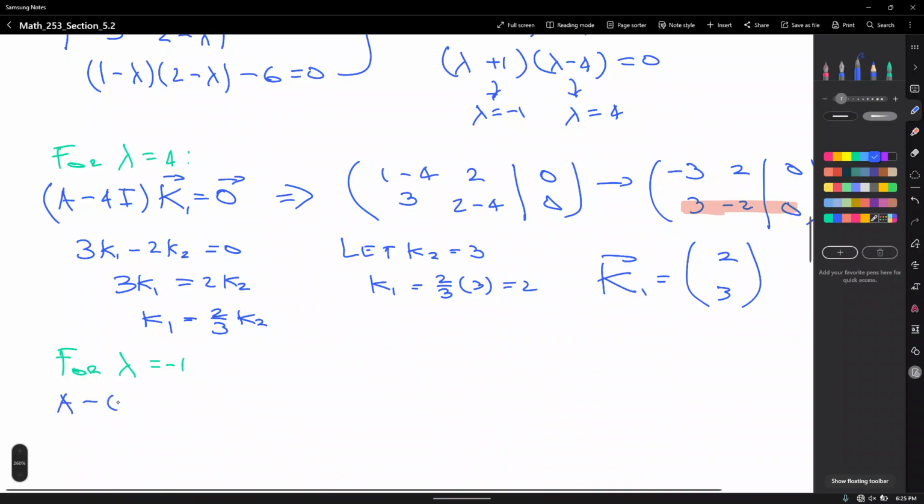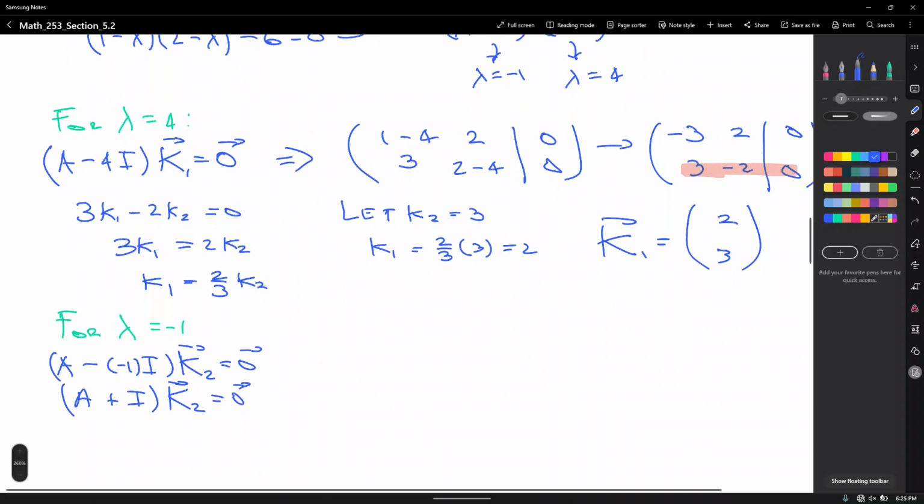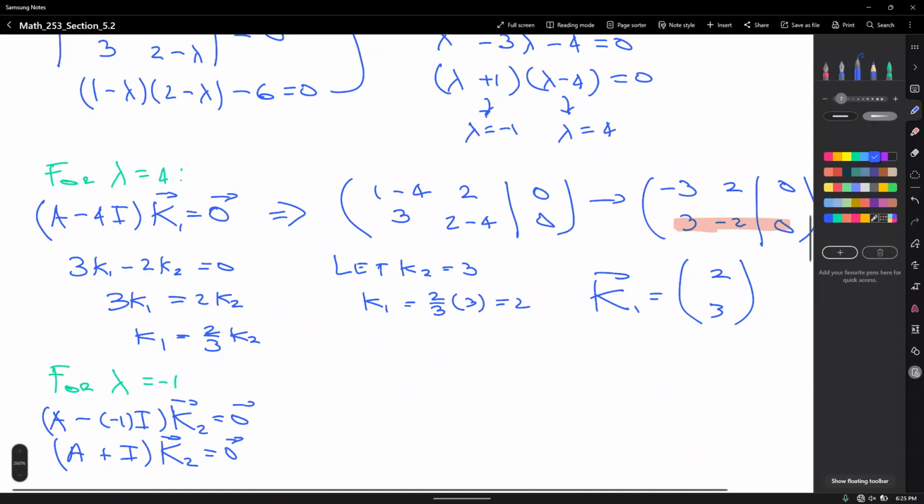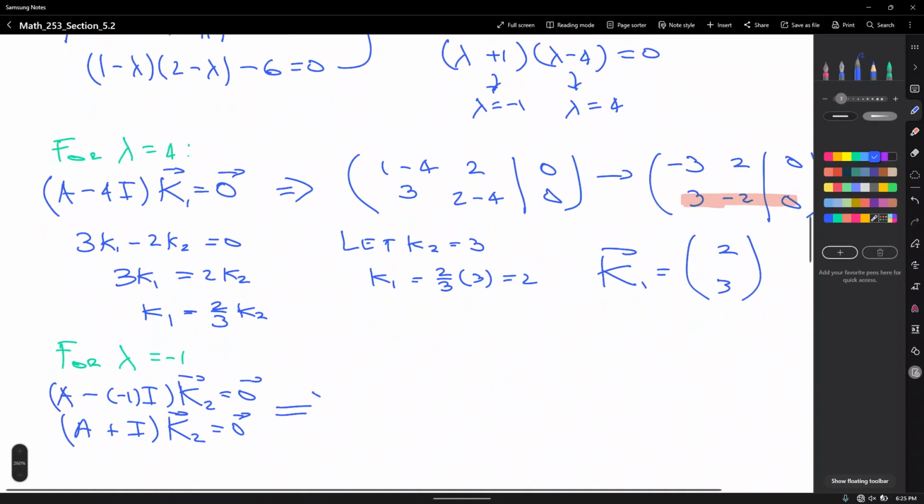A minus -1 times the identity times K2, which is the second eigenvector, let that be equal to the 0 vector. Okay, so that means A plus the identity times K2 equals 0 vector. But adding the identity matrix means adding 1 to the elements along the main diagonal. So that'll be 1 plus 1, 2 plus 1.